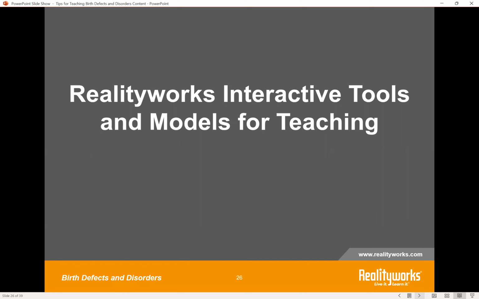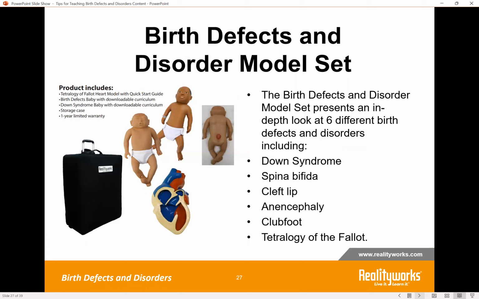So at this time, we're going to share some information on Realityworks tools and models for teaching about birth defect and disorder content. The first one is a brand new set of models from Realityworks. We are calling it our birth defects and disorder model set. In this set, there are actually 3 different models. There is a birth defect baby, there is a Down syndrome baby, and then there is a tetralogy of Fallot congenital heart model. All of these can be put into the storage container that you see when you're not using them. Among the 3 different models, students will learn about 6 different birth defects and disorders as a part of this model set.